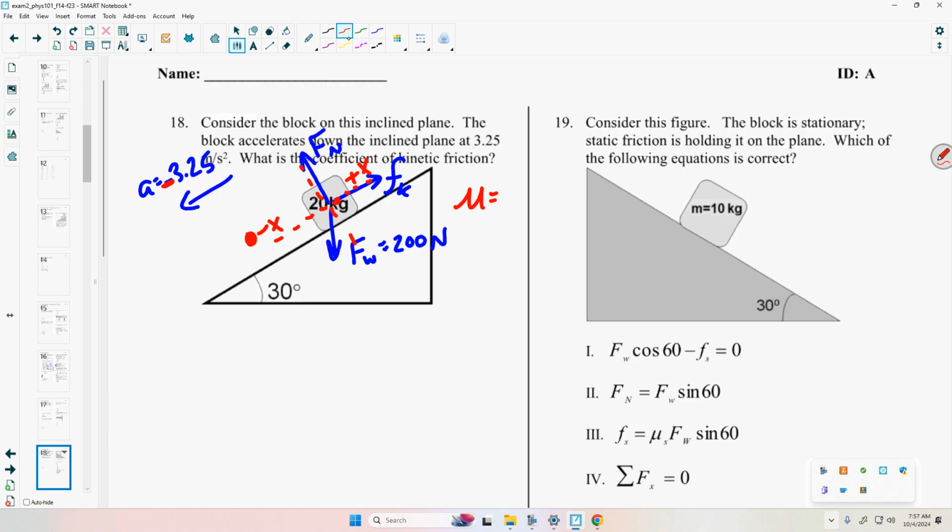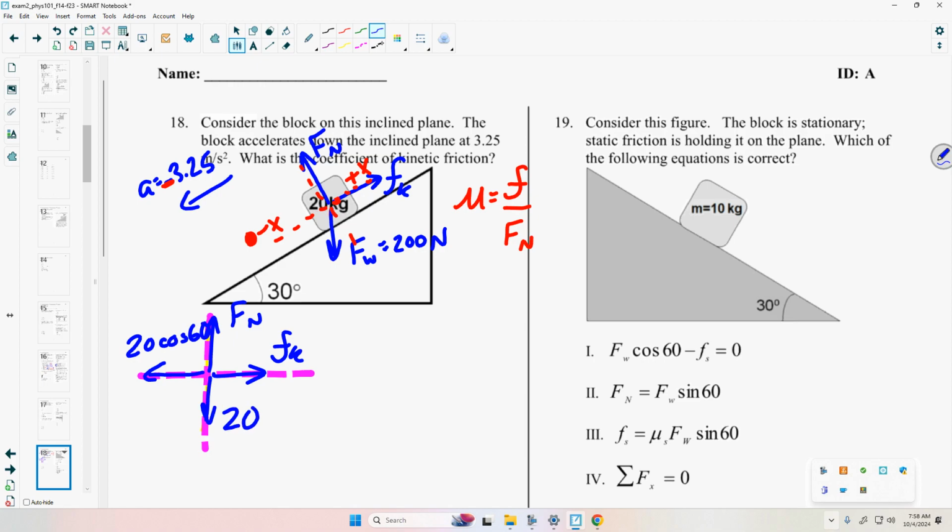Anytime I'm asking for the coefficient, you need to find two things: the frictional force and the normal force, because the coefficient is the ratio of those two forces. You're going to be finding this in lab next week. So the coefficient is F over Fn. So I need to find both of those. Let's redraw and resolve our vectors. I have Fn right here, Fk, and then I have 20 cosine of 60 and 20 sine of 60.